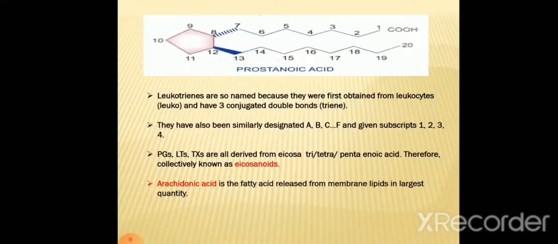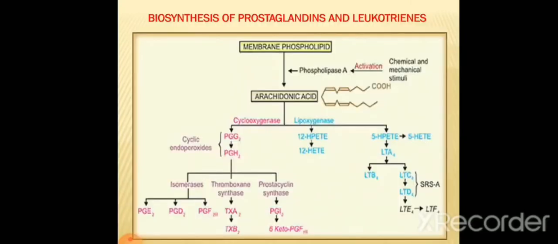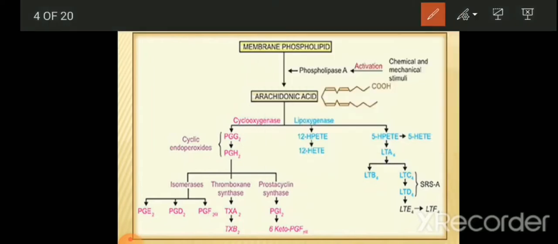Arachidonic acid is the fatty acid which is released from the membrane lipids in largest quantity, which is required for the synthesis of prostaglandins, thromboxanes as well as the leukotrienes. Next, we can look into the biosynthesis of prostaglandins, thromboxanes as well as these leukotrienes. So here you can see that in response to a chemical and mechanical stimuli, the phospholipase A enzyme is getting activated, and this will cause the membrane phospholipid to release the fatty acid, that is the arachidonic acid.